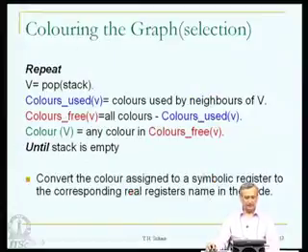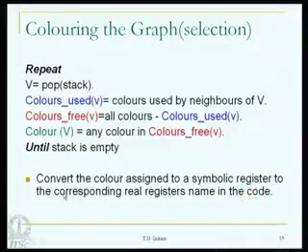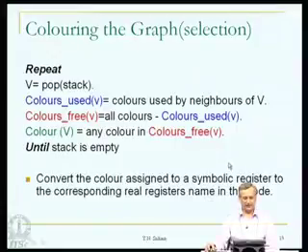The coloring heuristic is simple. There is a repeat until loop. So, all the vertices are now on the stack. So, take a vertex from the stack. So, the colors used V is the colors used by the neighbors of V. So, in the graph, colors free V is all the colors minus colors used, and color V is any color in colors free. So, we keep doing this until the stack is empty. So, that would give us a coloring, which is a fairly straightforward process. Convert the color assigned to a symbolic register to the corresponding real register's name in the code. So, we rewrite the code and that completes the coloring heuristic.